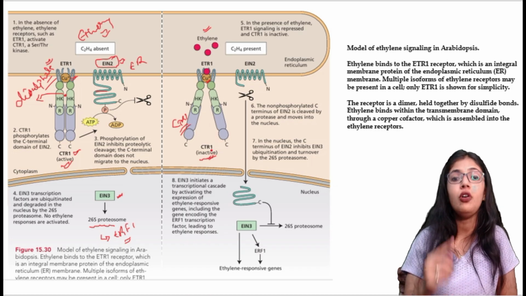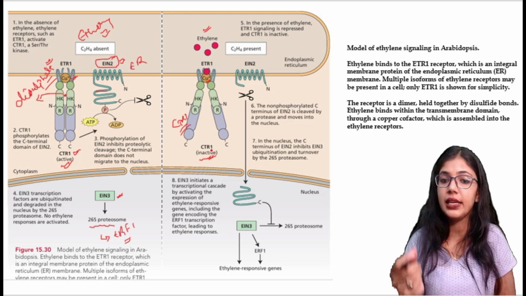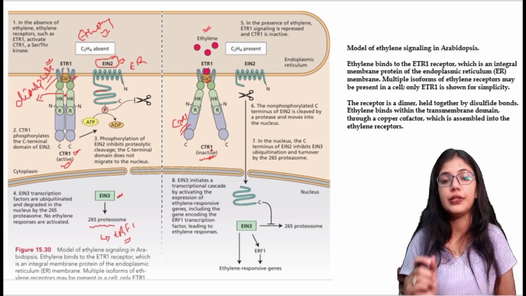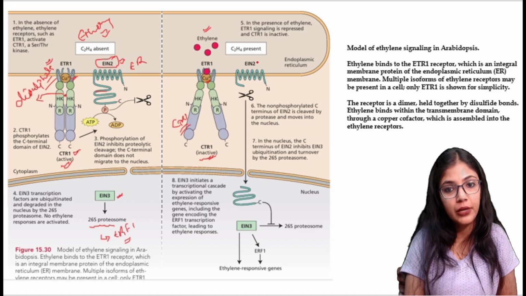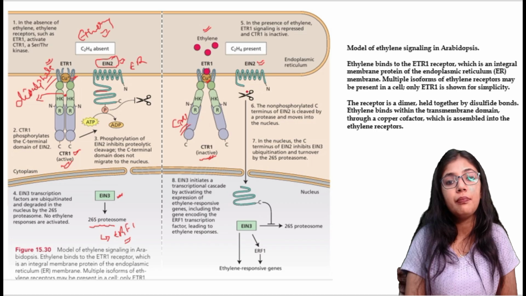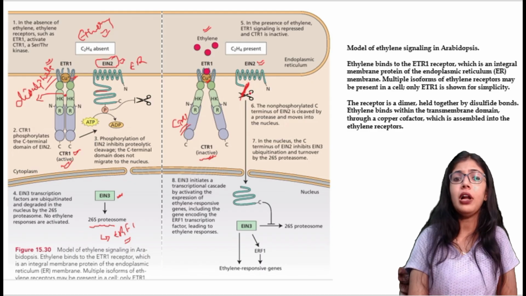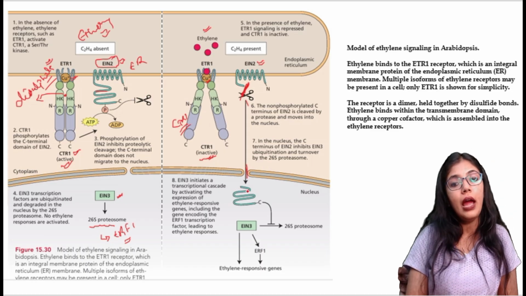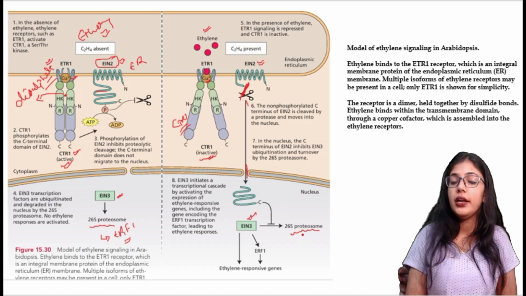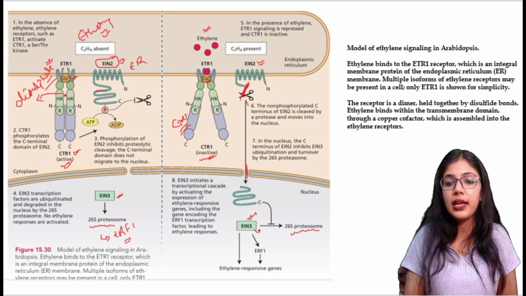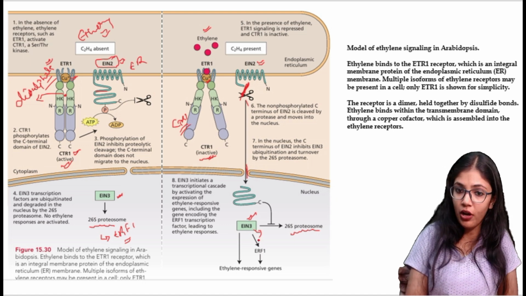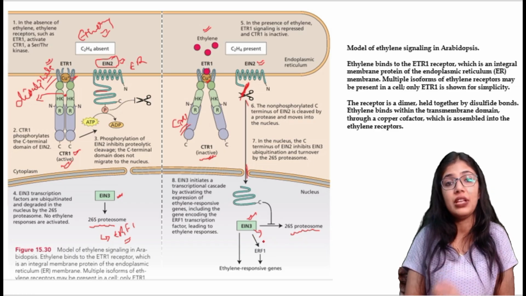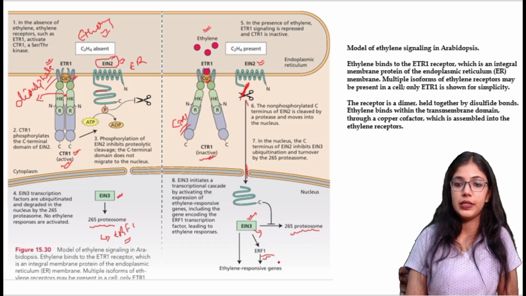As CTR1 was a kinase and is now inactive, it cannot phosphorylate the C-terminal region of EIN2. So now the C-terminal is cleaved. What happens when the C-terminal is cleaved? It is transported inside the nucleus through the nuclear pores, and it prevents EIN3 from 26S proteasomal degradation. Now, this EIN3 was responsible for helping the transcription of ethylene responsive factors.